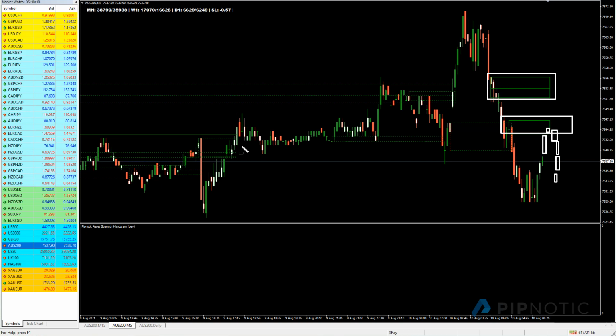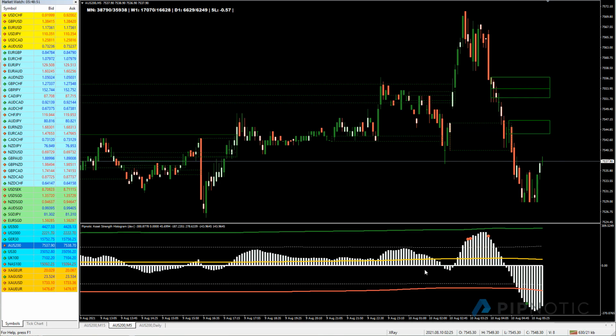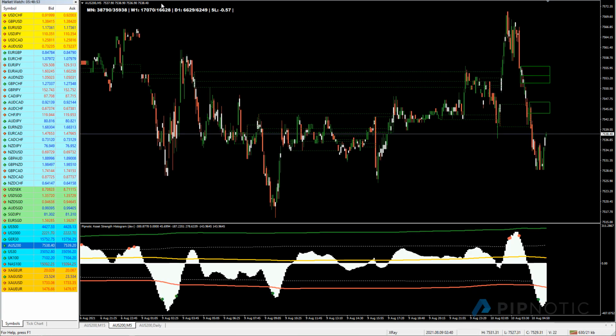This is not a pretty one. This is pretty ugly. This is also very, very early Asia. Australia, the Australian market opened, and so now price is starting to move a little bit. So yeah, we have a couple of areas to watch there. We'll see what happens.